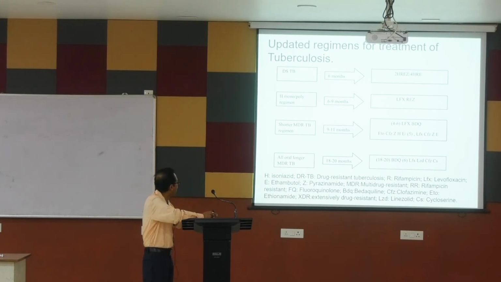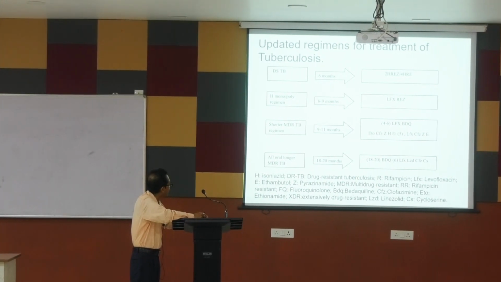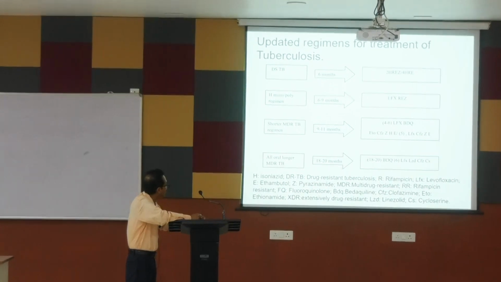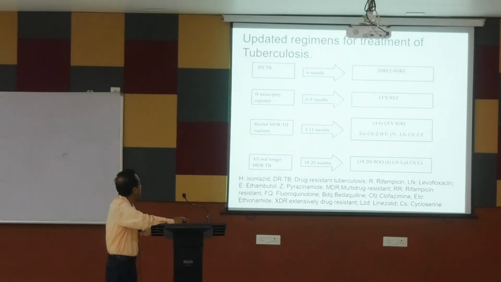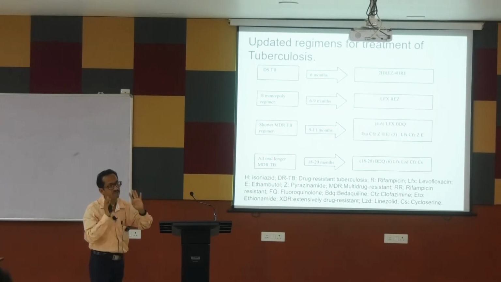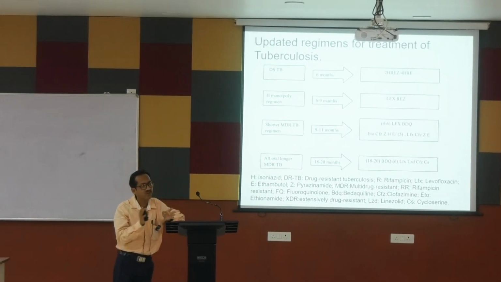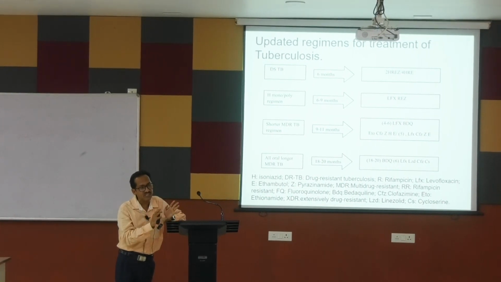Next is all oral longer MDR TB regime, bedaquiline 18 to 20. Total duration is 18 to 20 months: bedaquiline along with others for 6 months, followed by levofloxacin, linezolid, clofazimine and cycloserine. So for these regimes, at least if you don't remember all of them, remember 2 regimes. First is the 2 and 4 months for drug sensitive tuberculosis and then drug resistant tuberculosis.